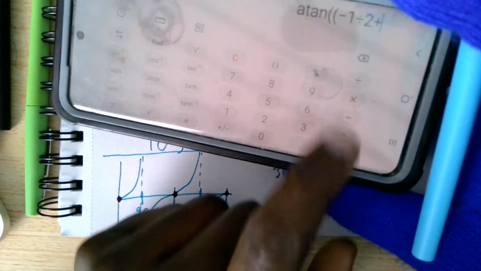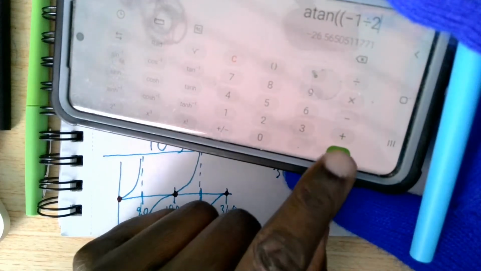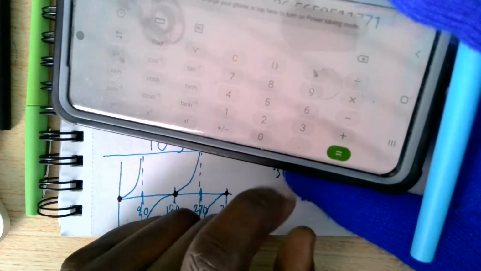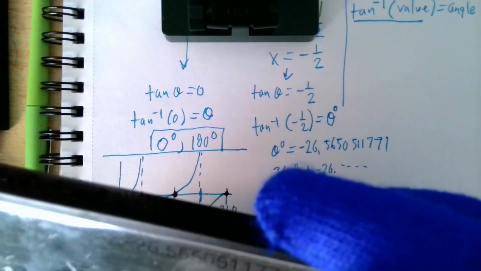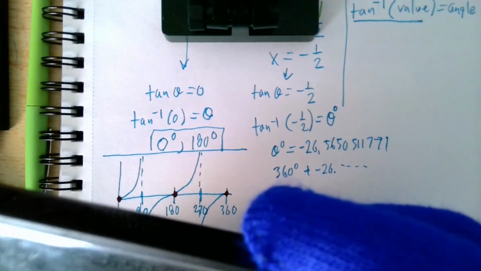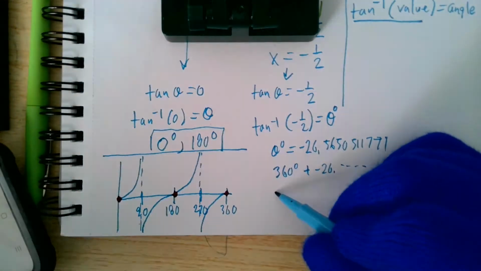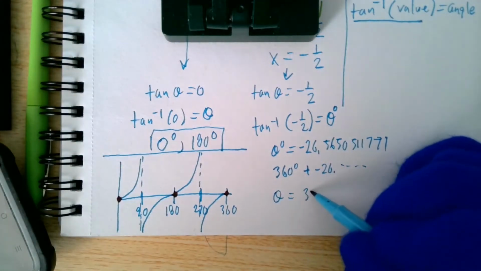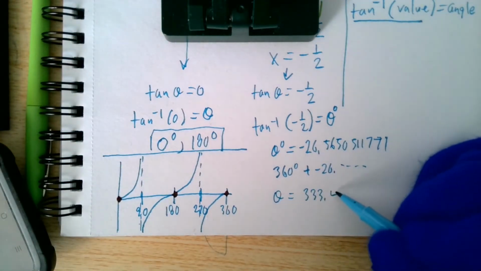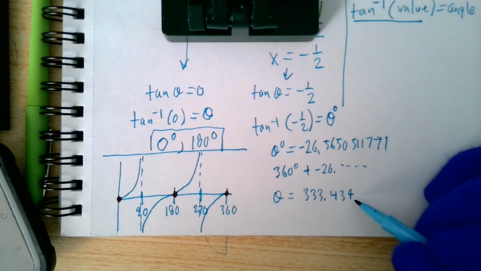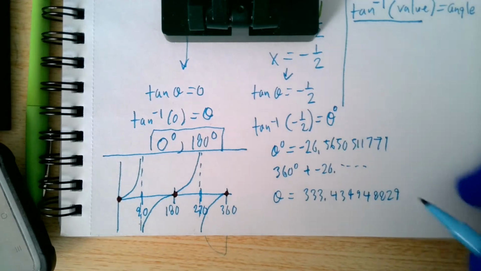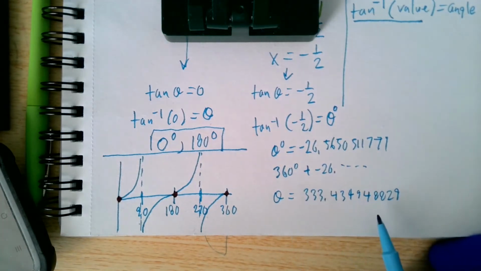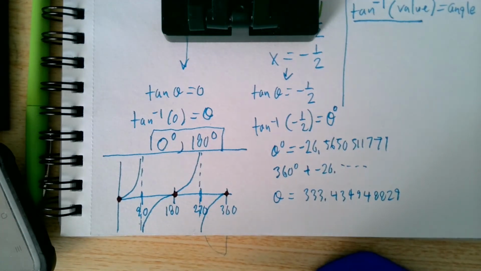Plus, whoops, let me go back. Let me close, press equals. And then I'm going to do plus 360. Enter. So then what I'm going to get is theta equals 333.434948829. Okay? Do you have to write all this? No. You can hold it in your calculator and do the work from there.